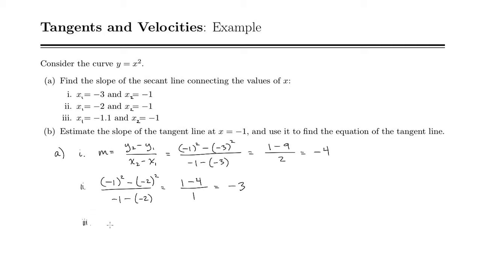And then for part 3, we've got negative 1 squared minus negative 1.1 squared over negative 1 minus negative 1.1. So that's 1 minus 1.21 over 0.1. So that's a negative 0.21 over 0.1, which is negative 2.1.